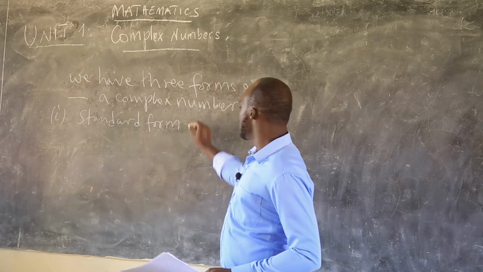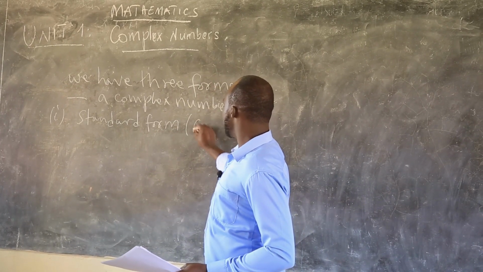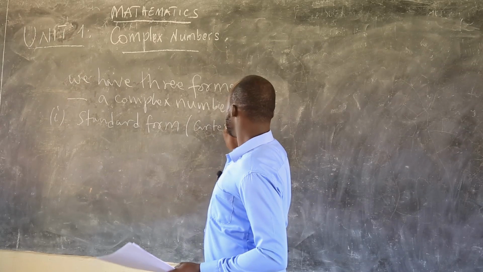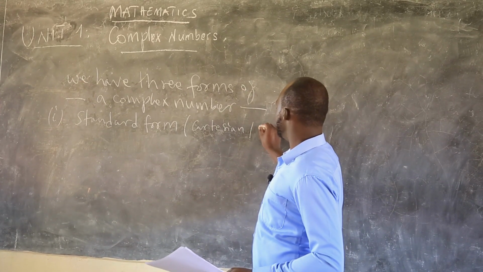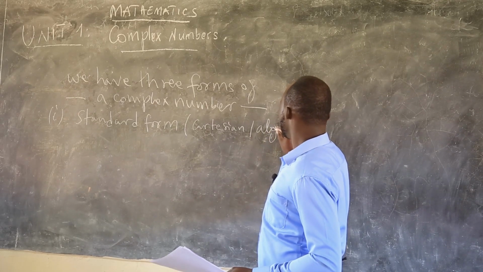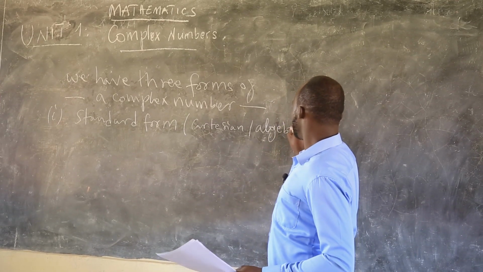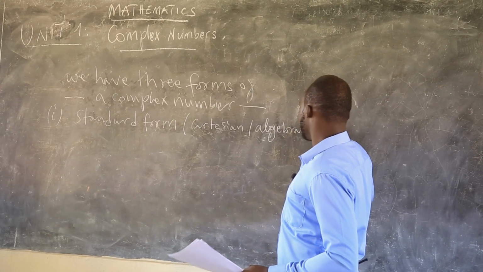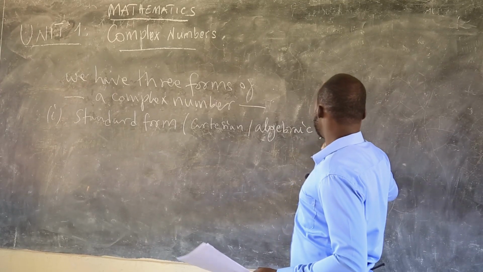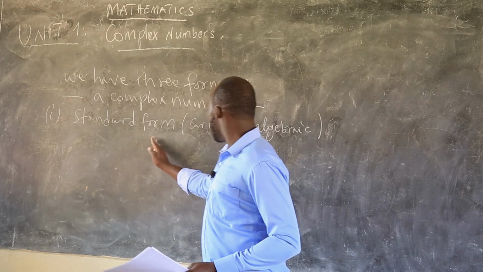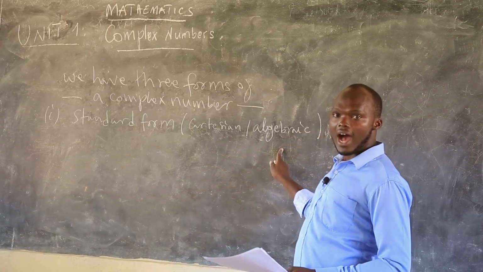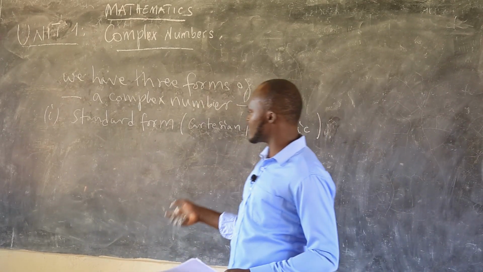Standard form, or Cartesian form, or algebraic form of a complex number. So we have standard form, Cartesian or algebraic. So that is the first form.